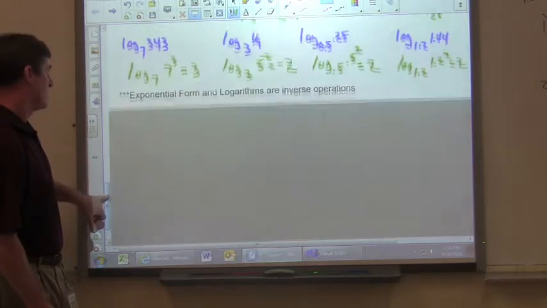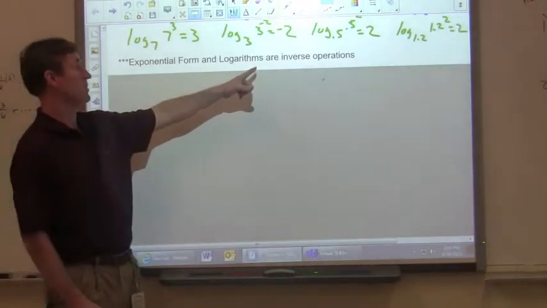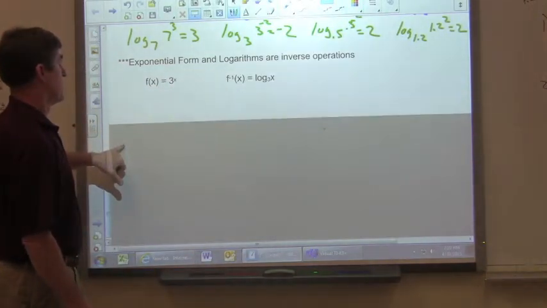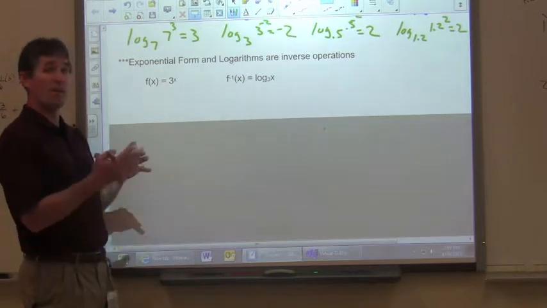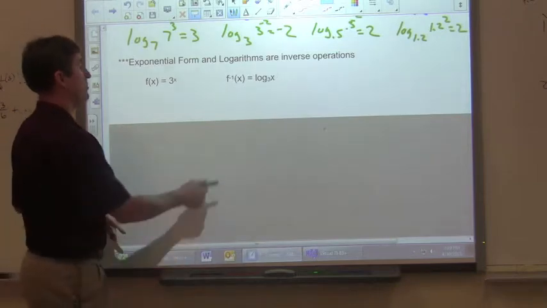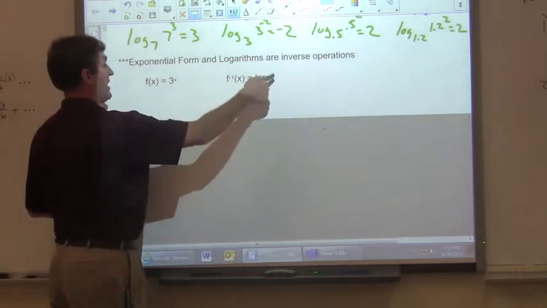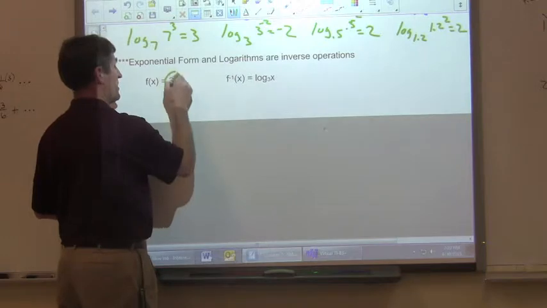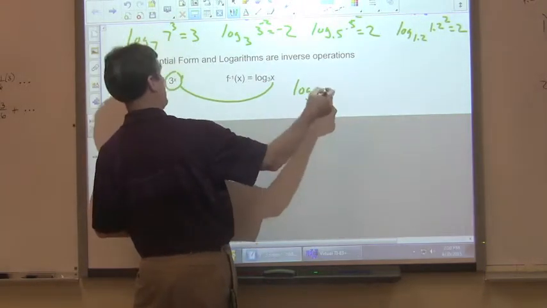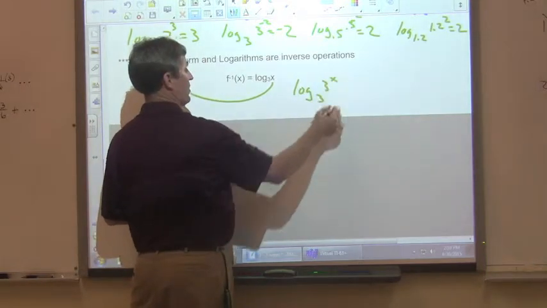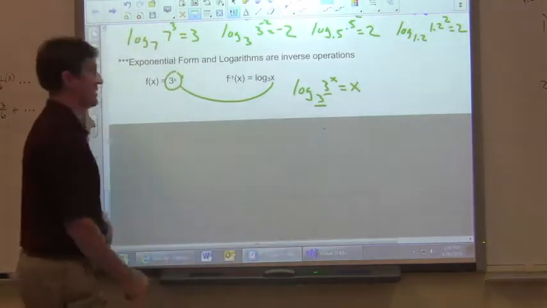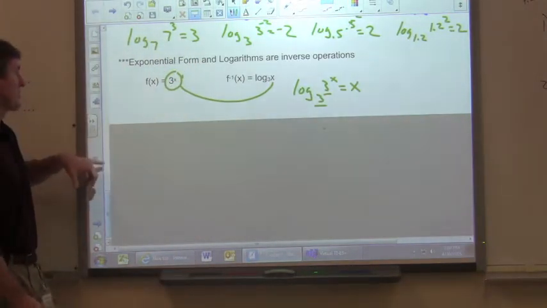So, exponential form and logarithms are inverse operations, so they cancel each other out. Remember when we talked about inverses before, if I plug an inverse in, it should cancel the other one out. So if I put this into here, let's put this in for x, I would get log 3, and now I'm plugging in 3 to the x. Well, what do our rules say? If these are the same, it's whatever the exponent is, so we get x. So those are inverse operations of each other.